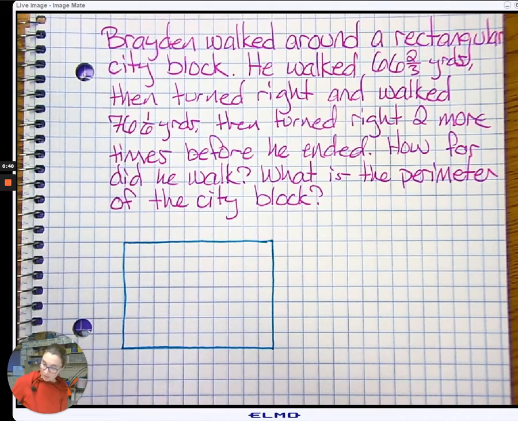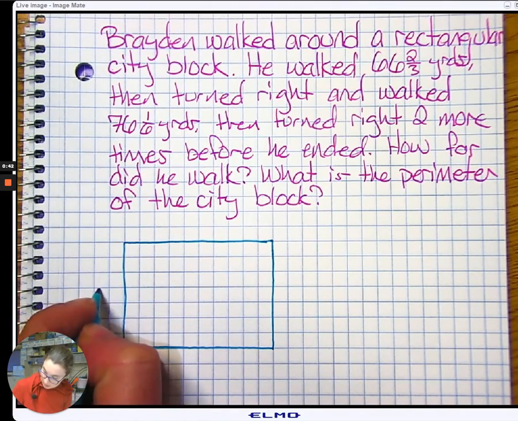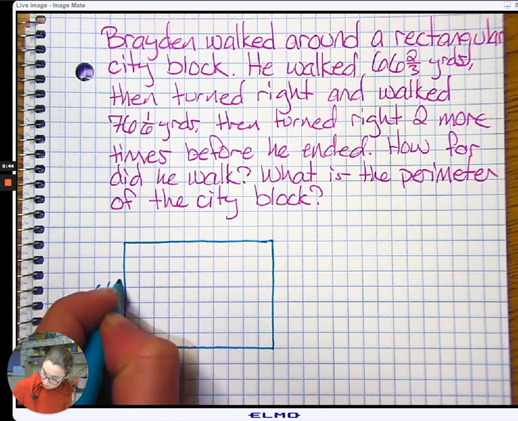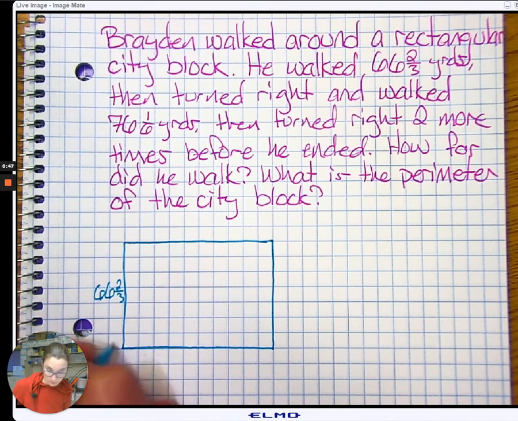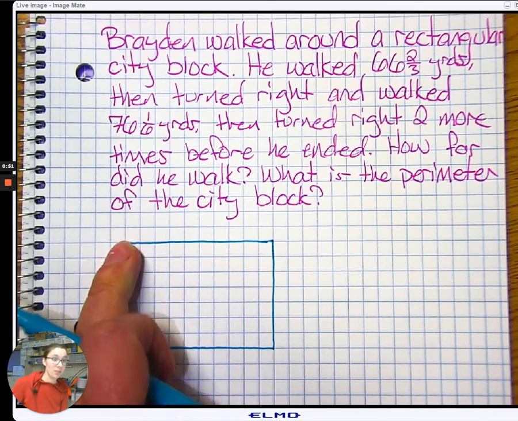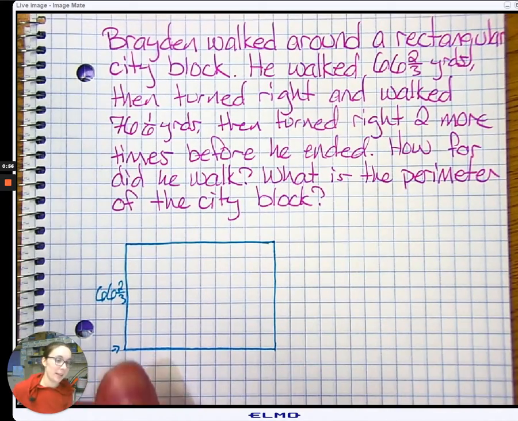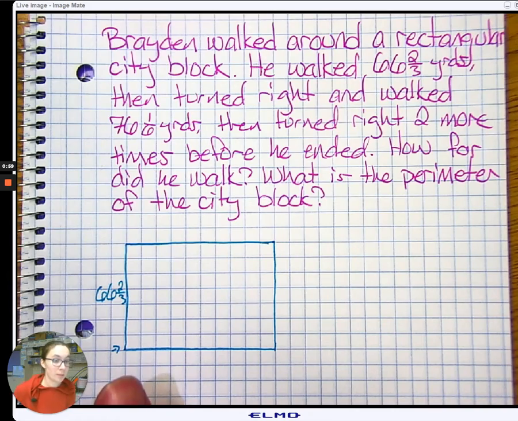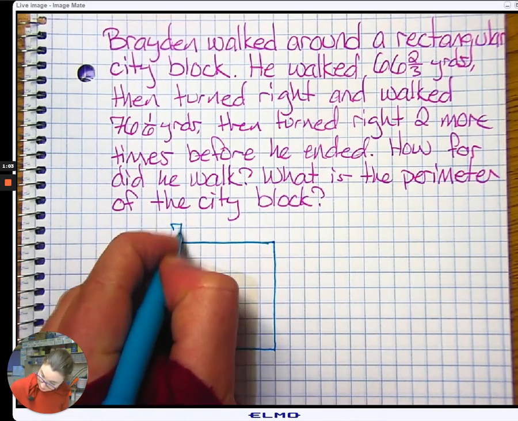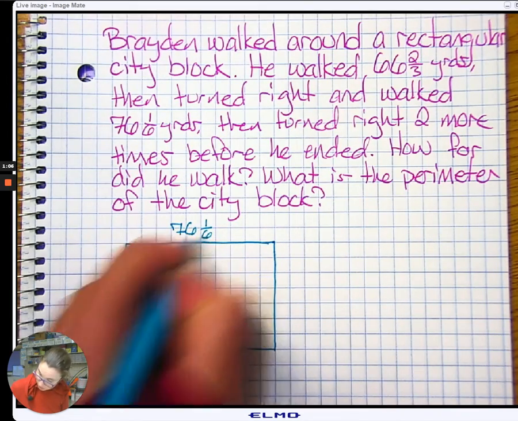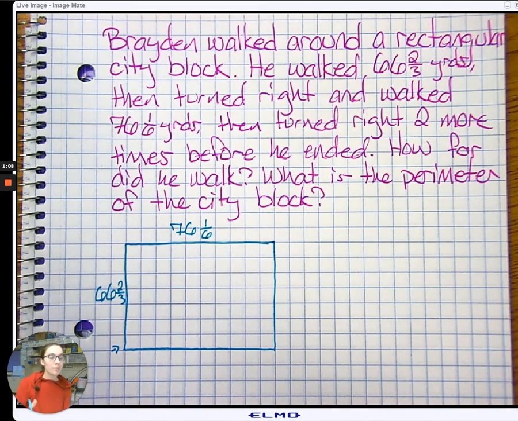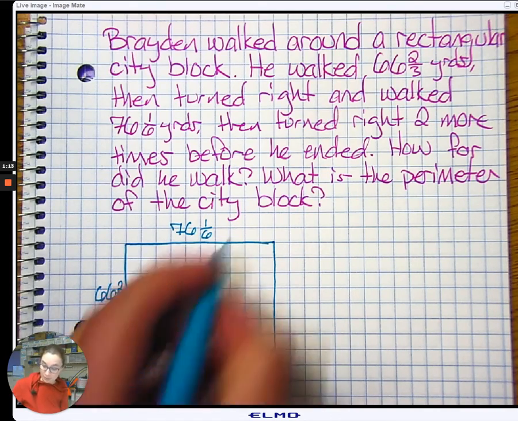And I'm actually going to switch these so that this is 66 2/3. We'll say he started here. He started here and went 66 2/3 and then 76 1/6, because it pleases me aesthetically to have the smaller number be the shorter line. My mistake. 76 1/6 yards. The question is, what is the perimeter of the city block? How far did he walk? And these are both in yards.